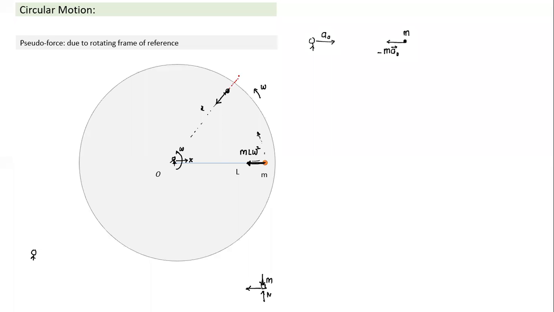And the pseudo force that needs to be applied to make it zero is the same. So what is the pseudo force here? If I call it Fs, it is equal to m l omega square. That's the pseudo force applied.